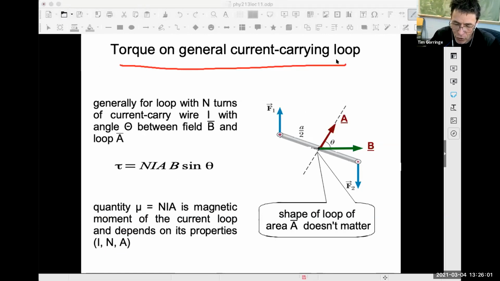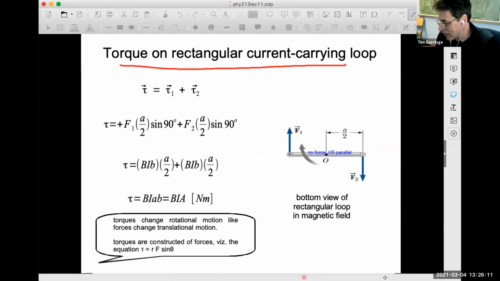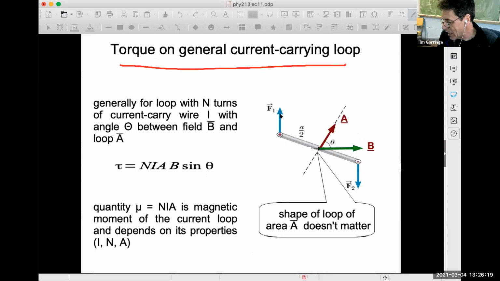This is the torque on a general current carrying loop. If we go back to the prior slide, that was the torque on a rectangular current carrying loop, and we figured that equation out. Now I'm going to show you the equation for a general current carrying loop.